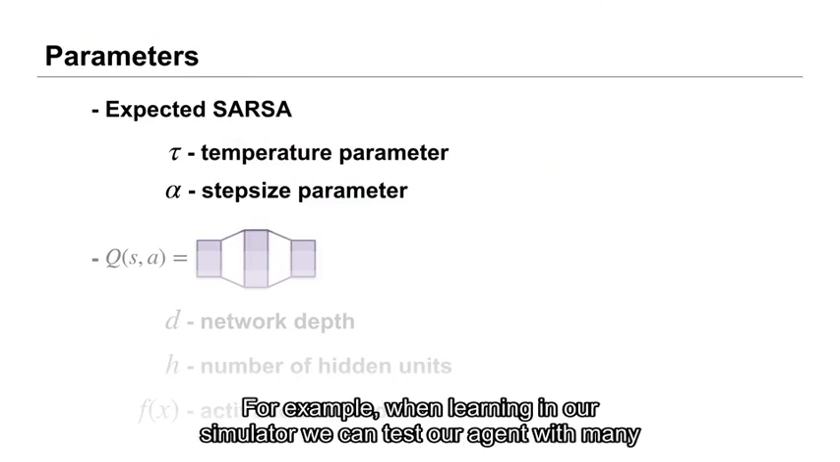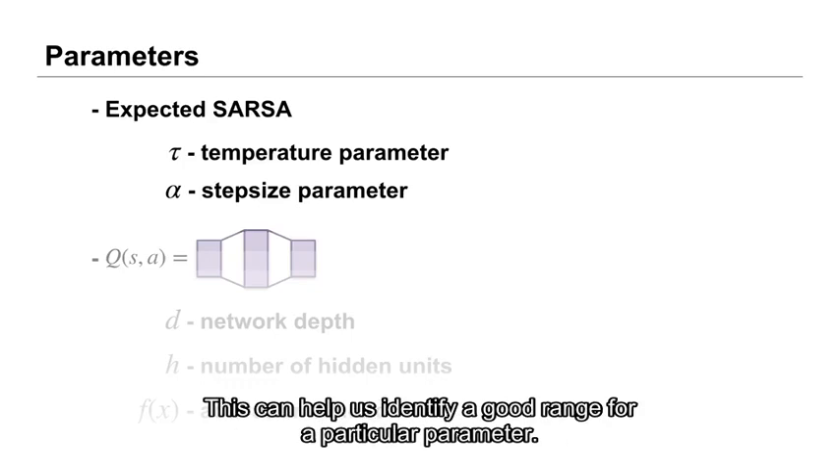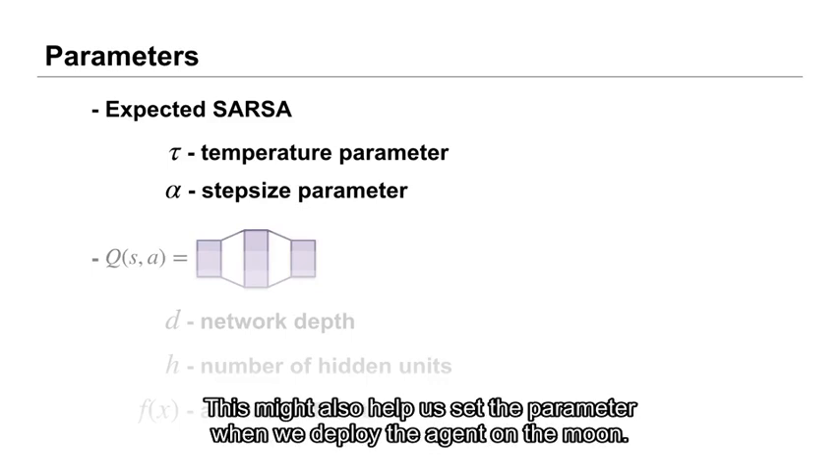For example, when learning in our simulator, we can test our agent with many different configurations of the parameters. This can help us identify a good range for a particular parameter. This might also help us set the parameter when we deploy the agent on the moon.